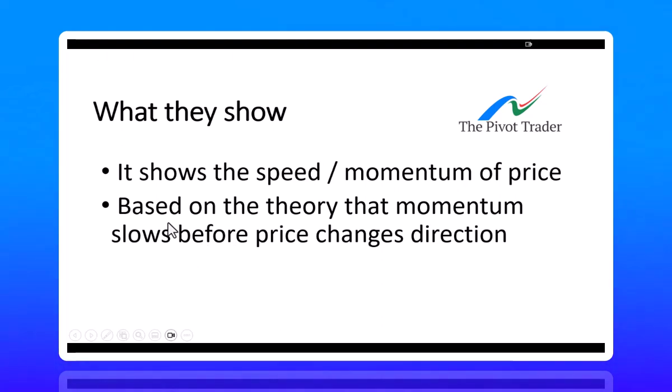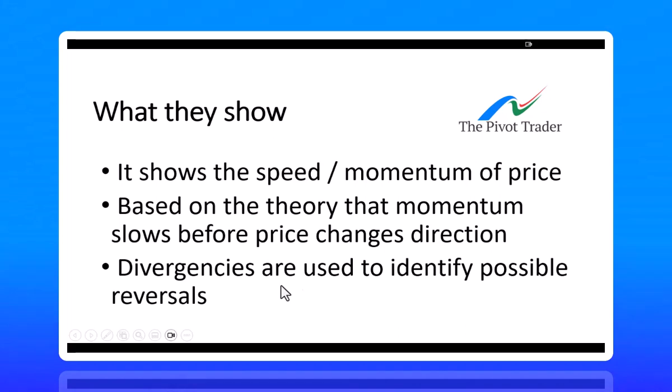One of the things Lane was doing was looking at the theory that momentum slows before price changes. Where we see this, we see consolidation in price. Occasionally it consolidates and continues, but the momentum itself is slowing before changes, even if it is a continuation. Divergences are used then to identify possible reversals, and this is the first way he used it. So he's really looking for divergences within the stochastic itself, the indicator, the percent K.